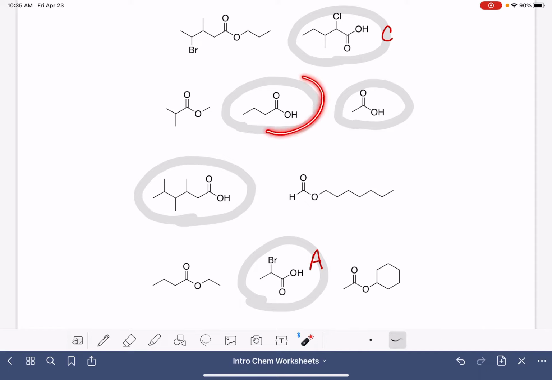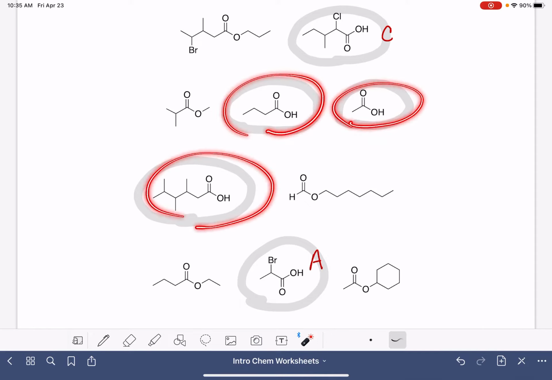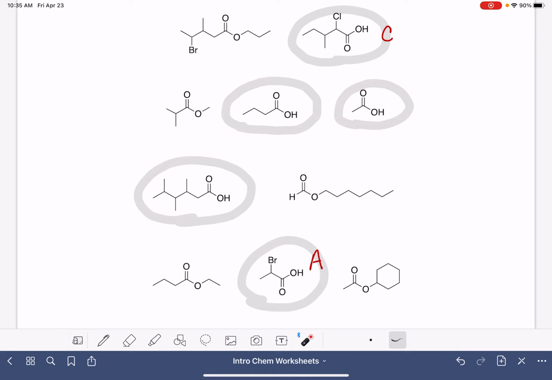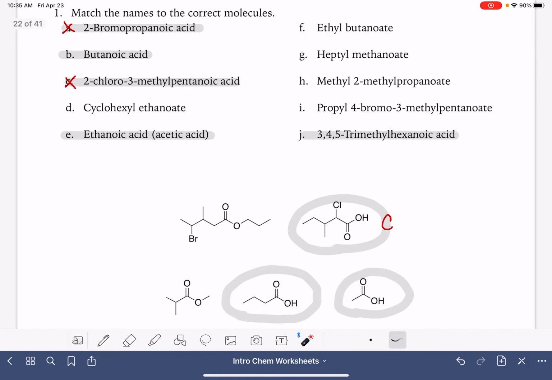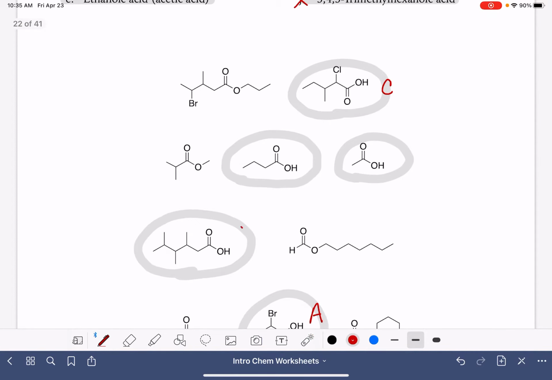The other three that I have left don't have any really distinguishing features like chlorines and bromines. This one has branches on it. It's got 3 methyl branches on it, whereas these other two are just straight chains. So there's only going to be one name where it says trimethyl. Let's look for that. Right here, trimethyl hexanoic acid. That is J. So we'll put that down here.